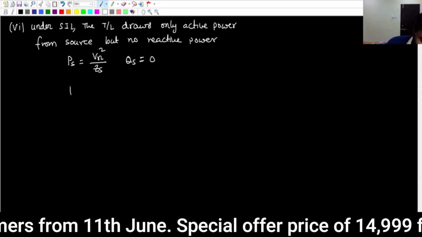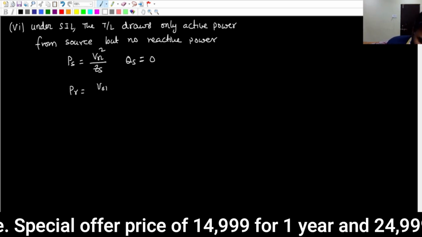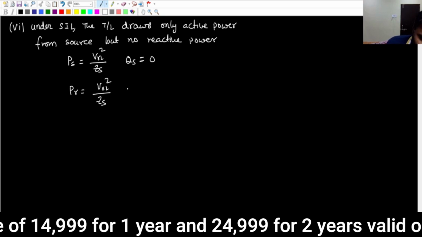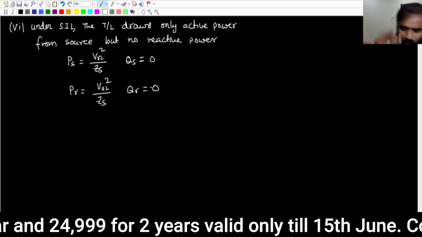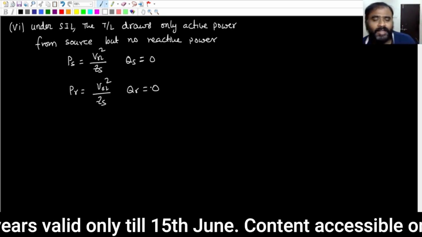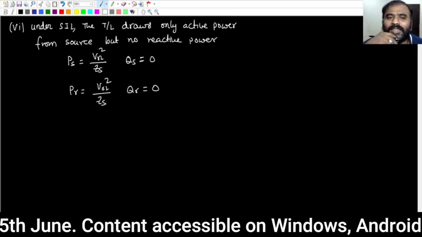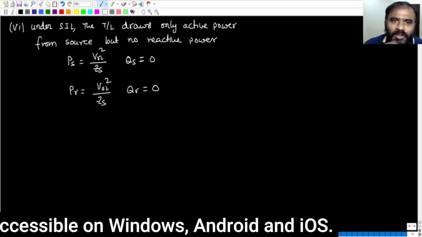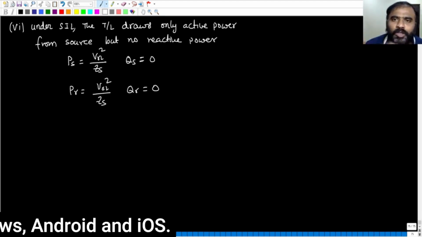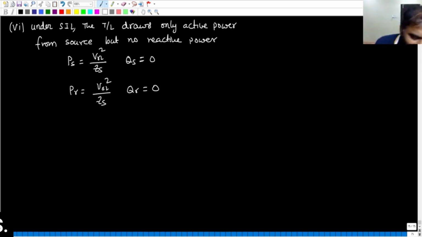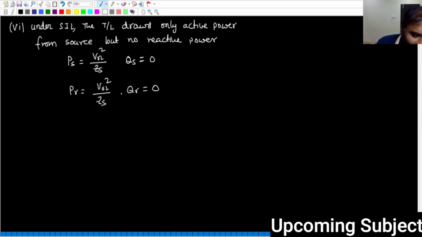But have you noticed one thing? What is PR value we got? VRL square by ZS only. What is QR? 0. What is the meaning? There is no reactive power loss in the line. Yes or not? QS 0 and QR 0. QS minus QR is called reactive power loss. And what about the active power loss? Yes, it is also 0.